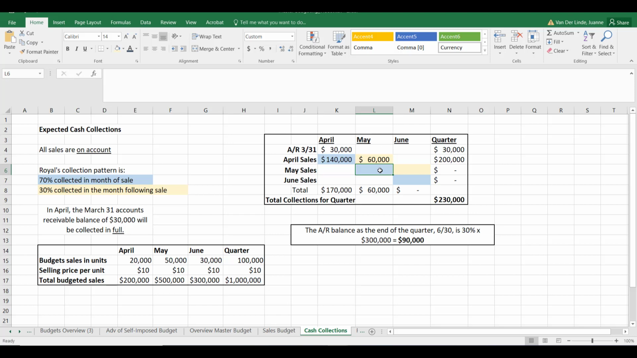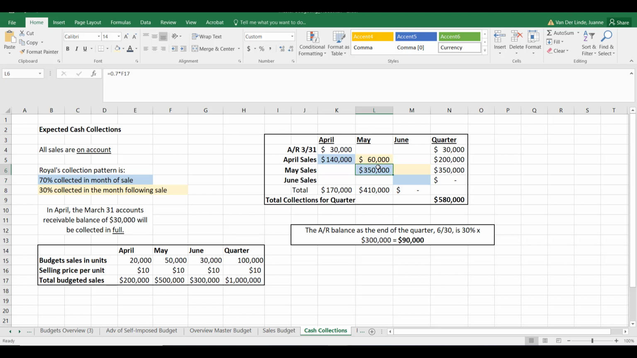Now, how much of May's sales do we estimate we will collect in May? Well, remember, 70% of credit sales are usually collected in the month of sale. So how much is the budgeted sales for May? Well, it's $500,000. So we estimate that 70% of that $500,000 of sales will be collected in May. So we're going to take 70% times the budgeted sales for May to see that we estimate that $350,000 of the $500,000 budgeted sales for May will be collected in May.